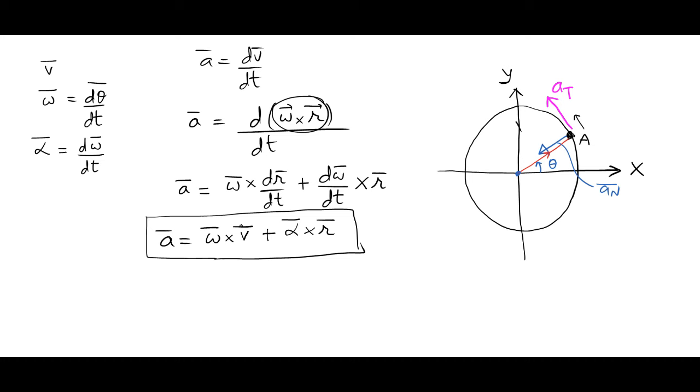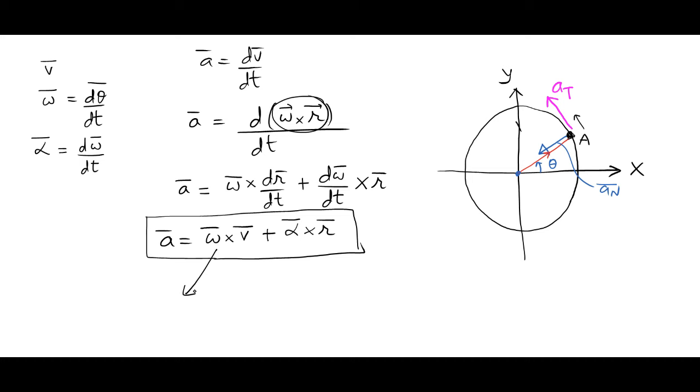To show that these two components are actually the normal and the tangential components of the acceleration, we just find what is the direction of omega bar cross v bar and alpha bar cross r bar. So let's look at this one first.